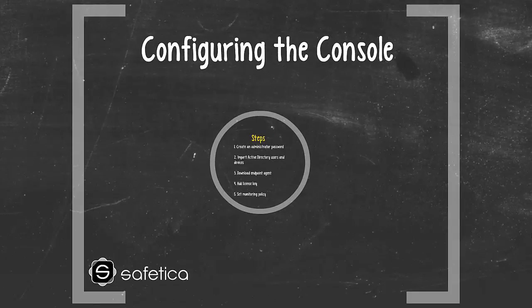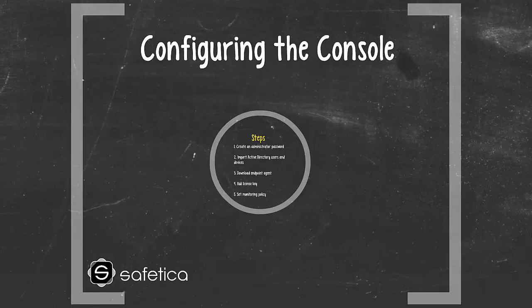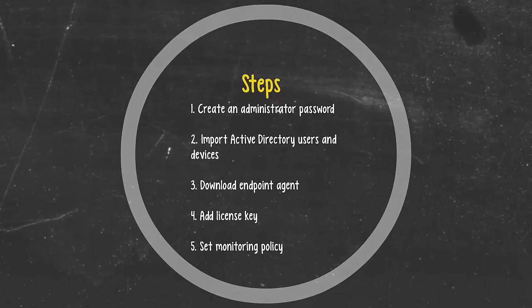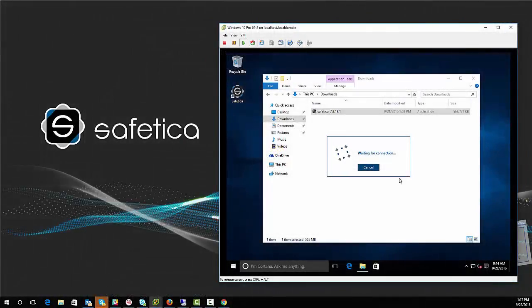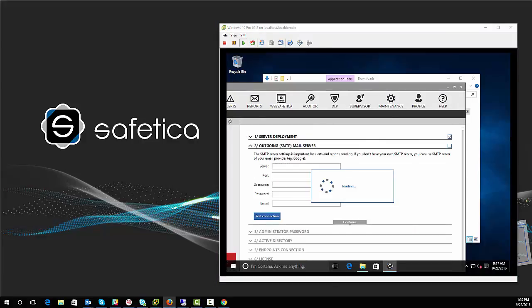During the initial configuration of the console, there will be 5 steps we must complete. Create an administrator password, import Active Directory users and devices when applicable, download the endpoint agent, add the Safetica license key, and then set a monitoring policy. After the Safetica installation is complete, you'll be connected to the console and go through the initial configuration.